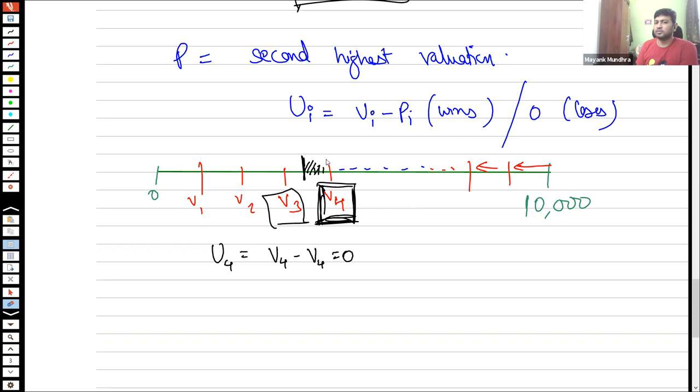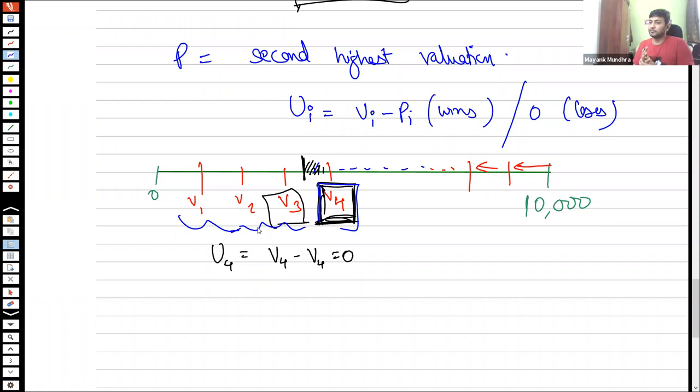It depends on what B4 knows about the other guys. If he thinks that he's the only one who wants it, he can wait for the price to fall sufficiently. If he thinks that the other guy may say yes at any point of time, he would say it as soon as the price falls below B4.